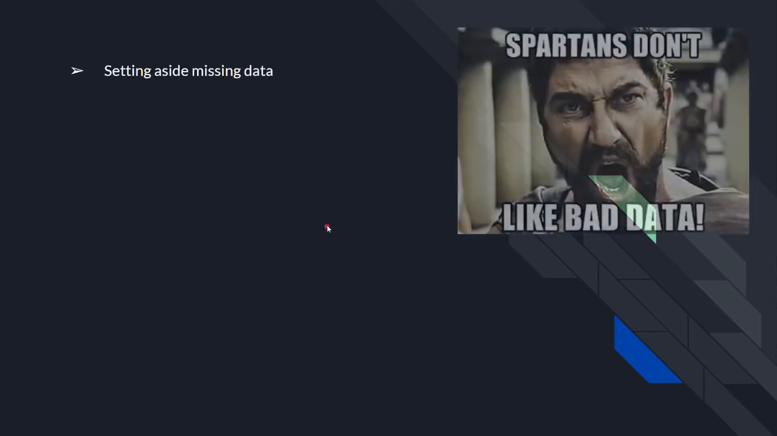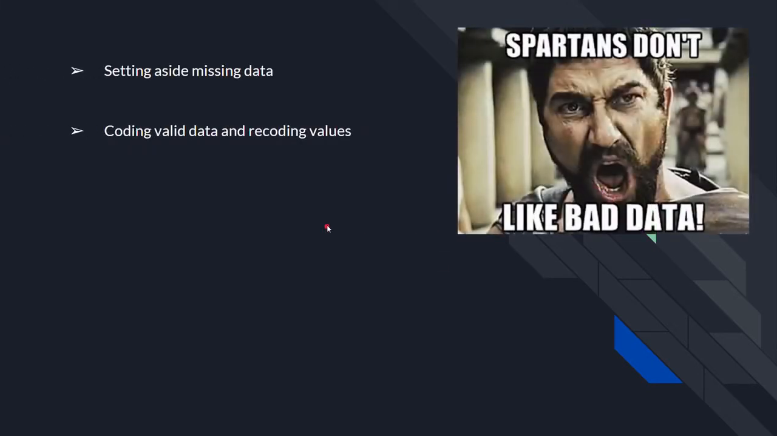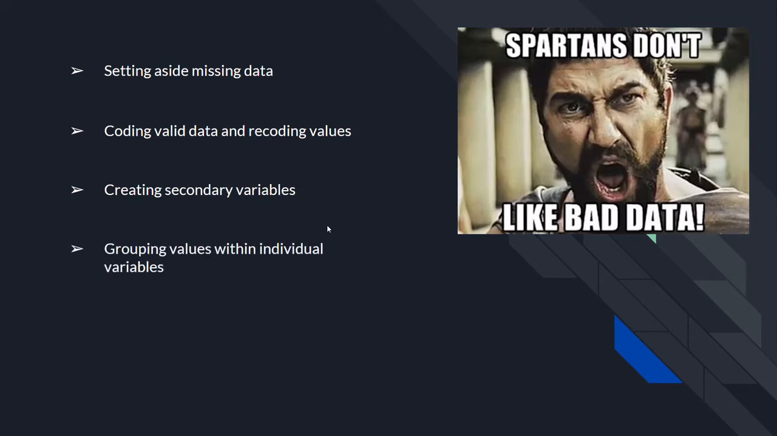Now, in this video, what we will be doing is first we will start with setting aside the missing data, then we will recode valid data and recode the values, and then we will create secondary variables, and in the last we will group values within the individual variables.